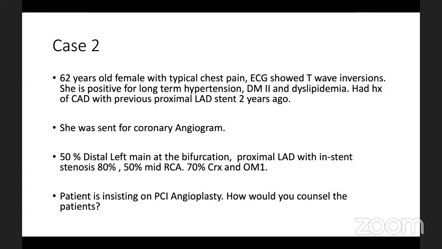So before I ask you the last question, given that you guys just had the lecture, according to the presentation of the patient, why do you think this patient was not sent for a stress test, but instead she was sent directly for coronary angiogram?